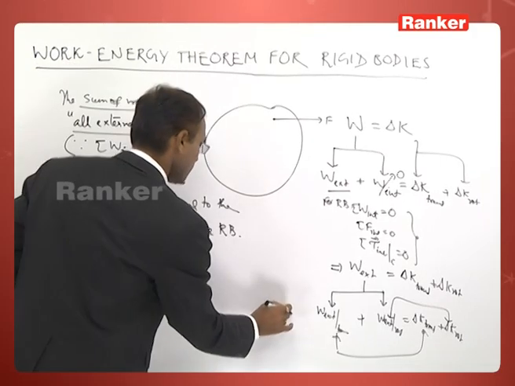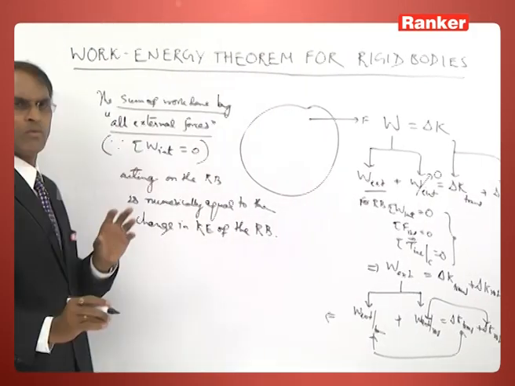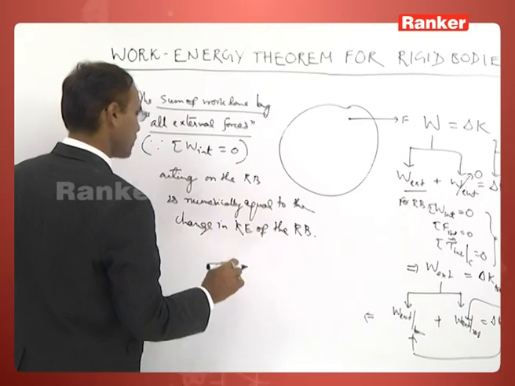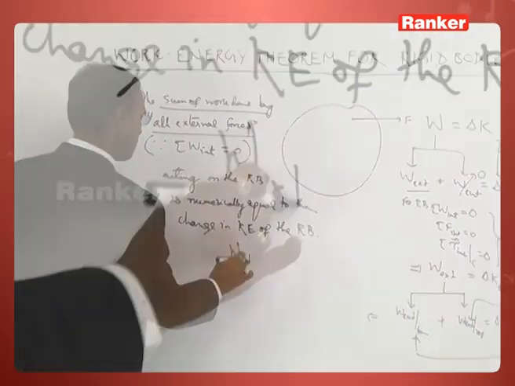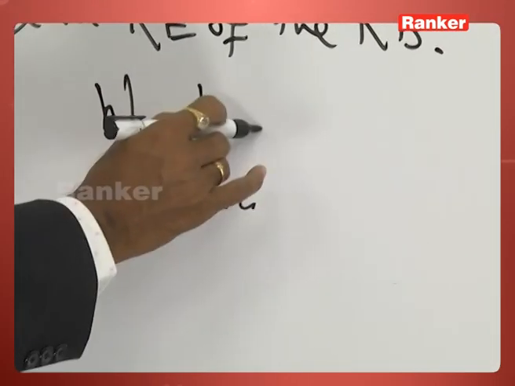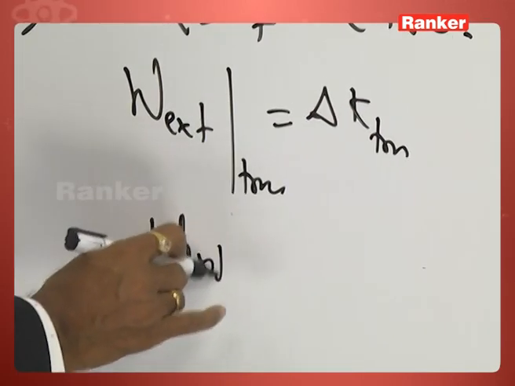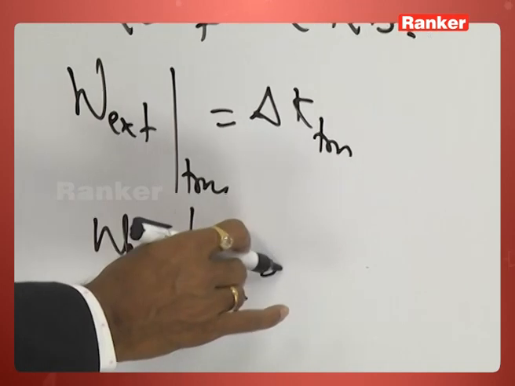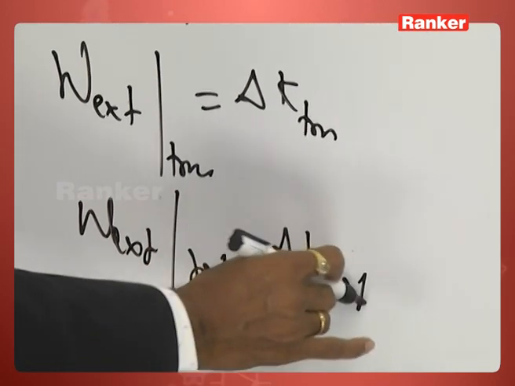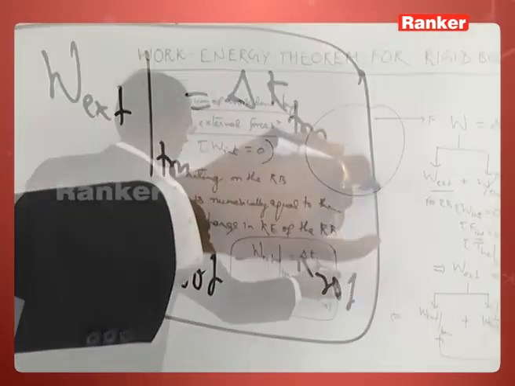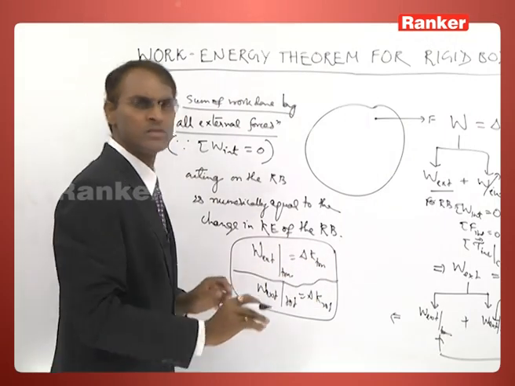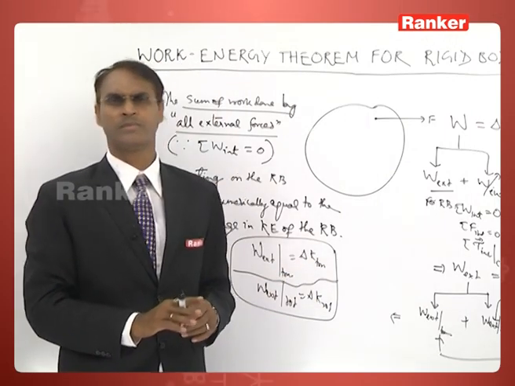we get two separate equations. Work done by the external agent for translation is equal to change in kinetic energy of translation, and work done by the external agent in rotating the object is equal to change in kinetic energy of rotation. And I will tell you how to use these two ideas in solving problems.